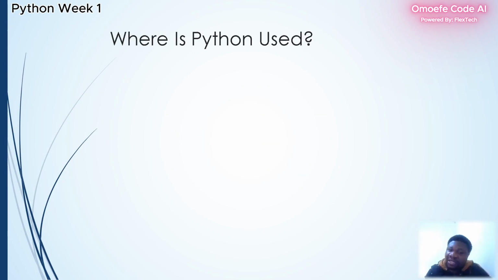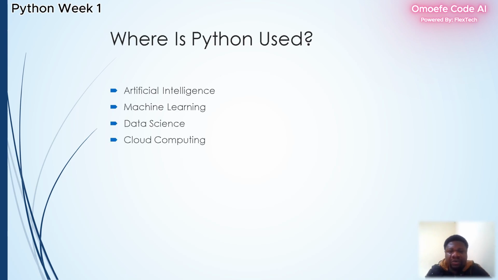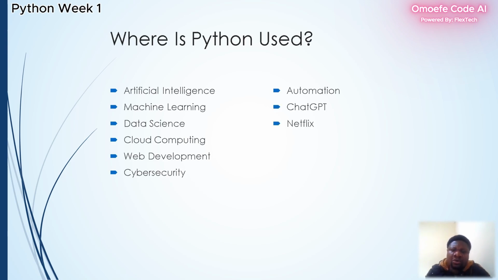Now, Python is everywhere. Today, Python powers artificial intelligence, machine learning, data science, cloud computing, web applications, cybersecurity, and automation. ChatGPT uses Python, Netflix uses Python, Google uses Python, Spotify uses Python, Instagram uses Python. Python has become one of the most valuable technical skills you can learn.